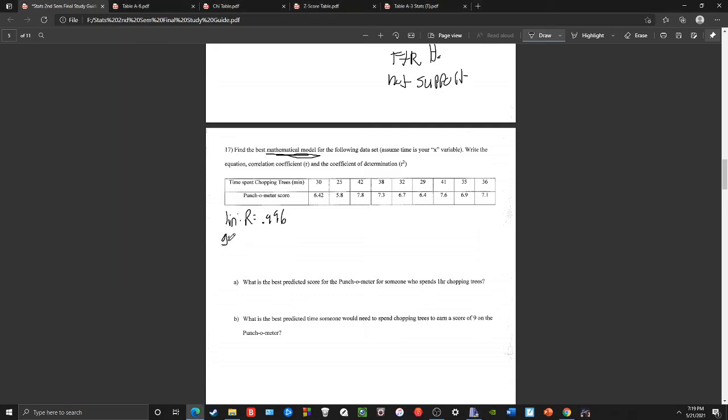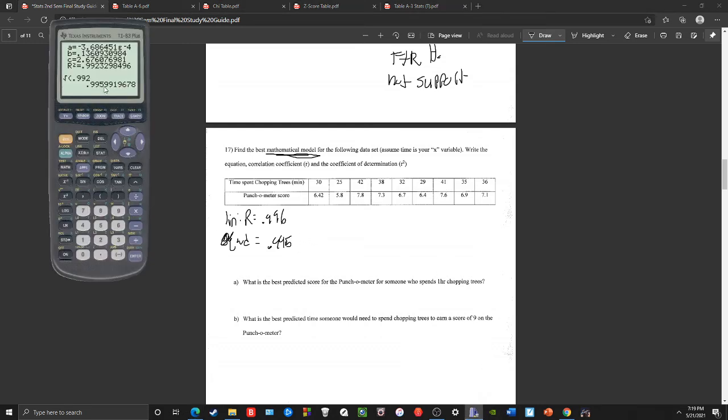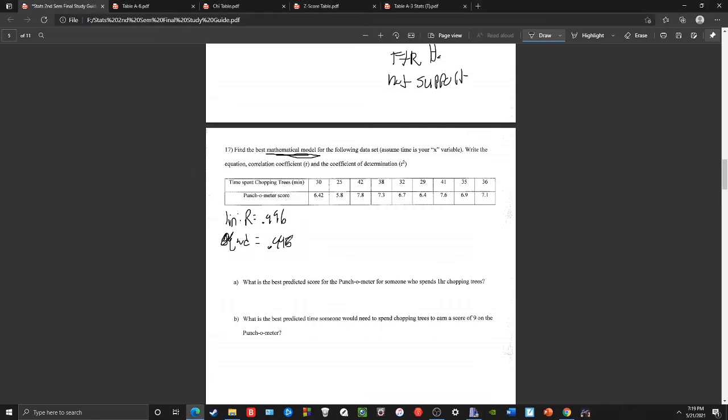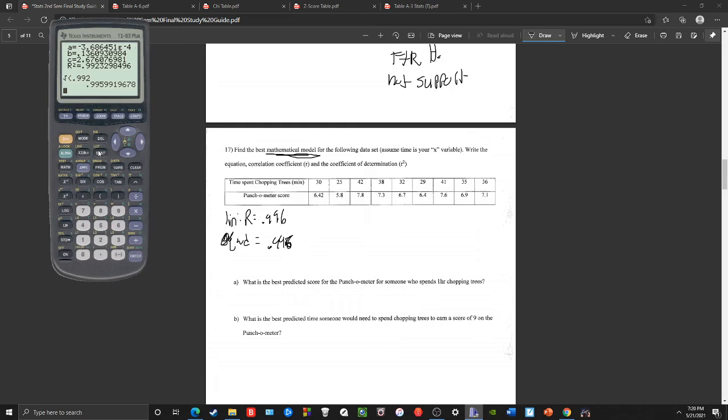So quad is 0.995. That's pretty darn close. Actually, if you round up, it'd be 0.996. That should be tied with linear, because if we round up, it'd be 0.996. What was linear again? Linear actually might be less. 0.996. So linear actually is still a little bit more because it was 0.996, where I had to round quad to be 0.996. So they're pretty darn close, but linear still wins out so far.